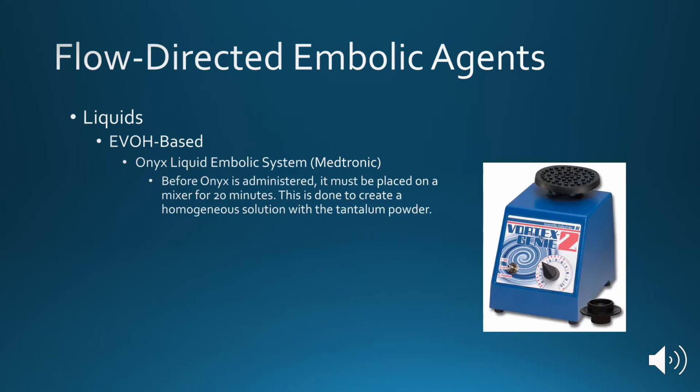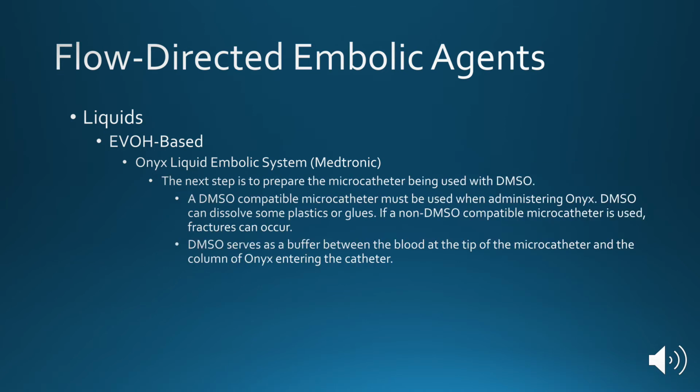Before Onyx is administered, it must be placed on a mixer for 20 minutes. This is done to create a homogeneous solution with the tantalum powder. The next step is to prepare the microcatheter being used with DMSO. A DMSO-compatible microcatheter must be used when administering Onyx. DMSO can potentially dissolve some plastics or glues, and if a non-DMSO-compatible microcatheter is used, fractures can occur.